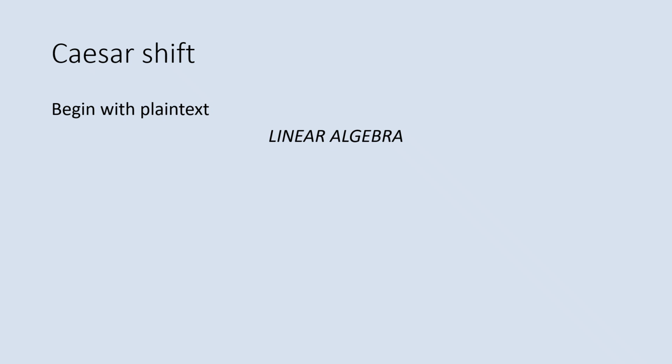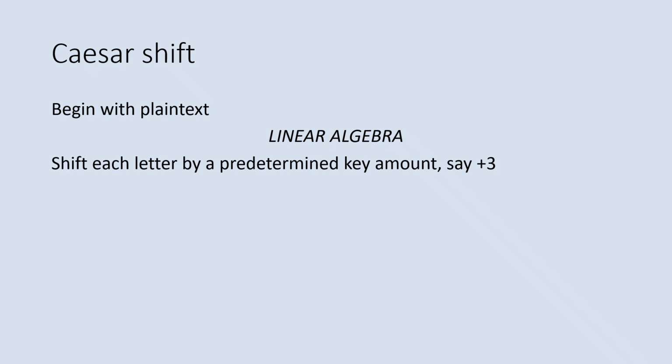And so let's say we have the message linear algebra. We're going to encode this message, and the Caesar shift just says, okay, let's take each letter and shift it by a predetermined key amount. Let's say we're going to shift it +3. So that means that every letter is just going to be shifted to a new letter that's 3 letters later. So this was the kind of classical Caesar shift approach. Every letter gets shifted by 3 letters.